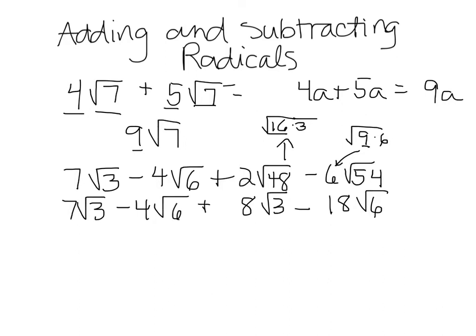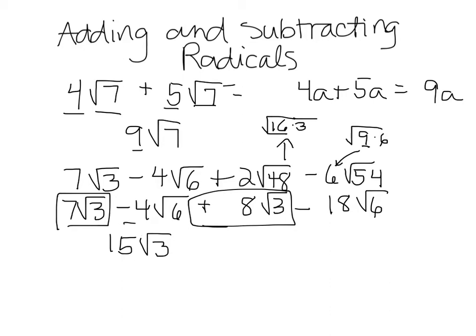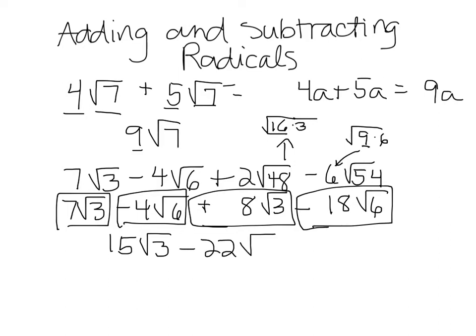Now it's just a matter of combining like terms. 7 root 3 plus 8 root 3 is 15 root 3. Negative 4 root 6 minus 18 root 6 is negative 22 root 6. Most of the problems are pretty easy like that. There are some, however, that do require a few more steps.